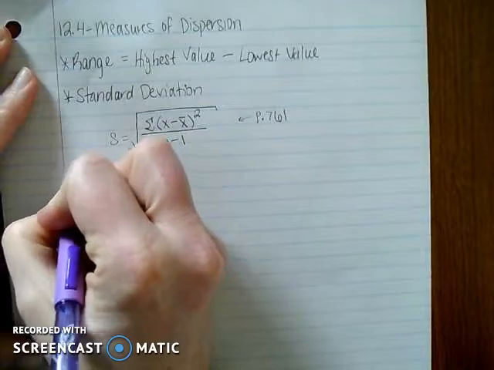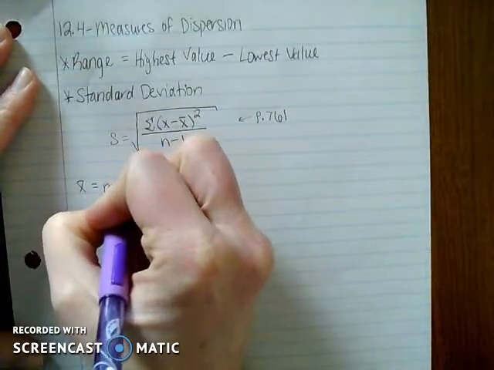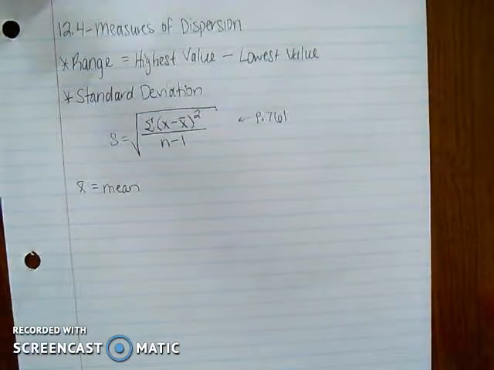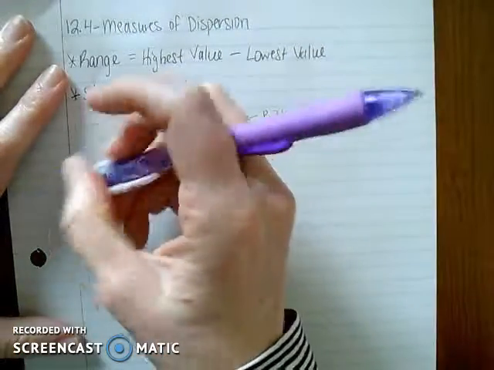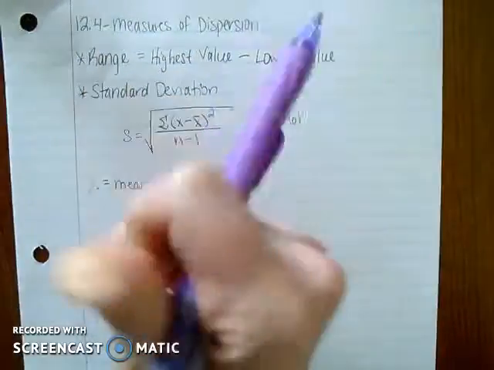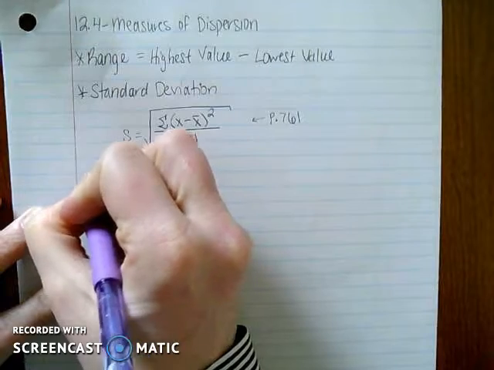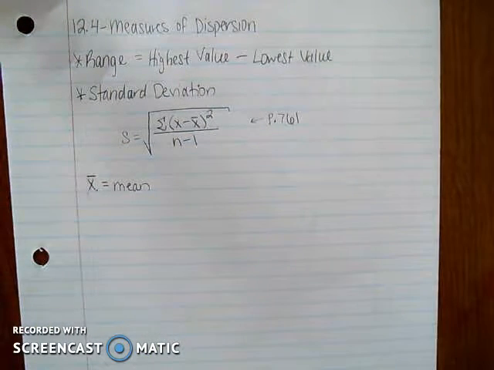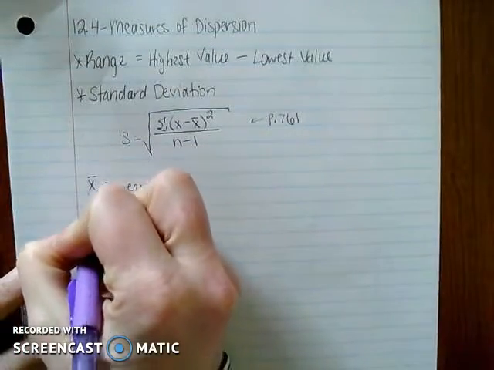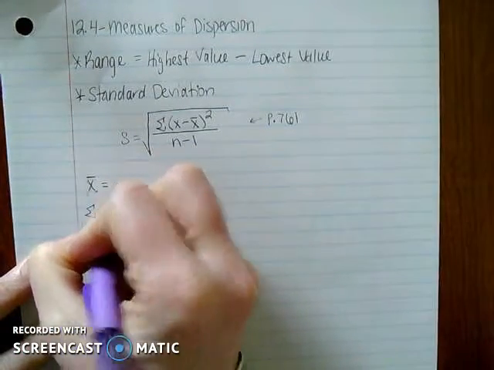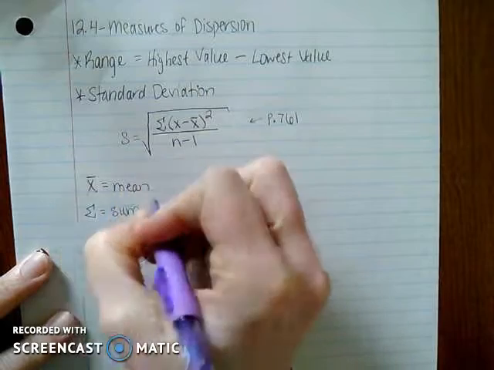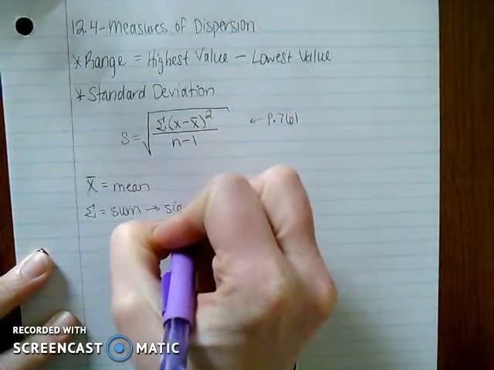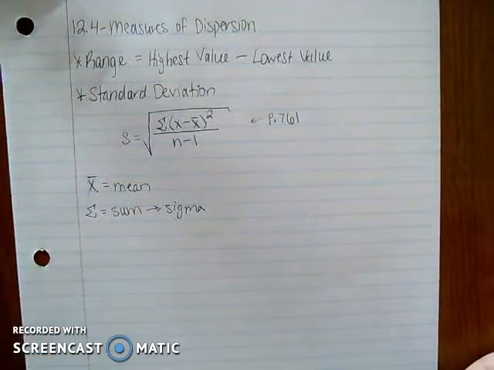First of all, x bar is the mean. So we didn't talk about that in 12.3, but when you see x with the bar over it, that is the abbreviation or the symbol that represents the mean. So you have to calculate the mean in order to do this. Okay, this weird looking E tells you to find the sum. It's the Greek letter sigma. Okay, those of you who have taken pre-calc have seen it. But what it is, it tells you to find the sum.